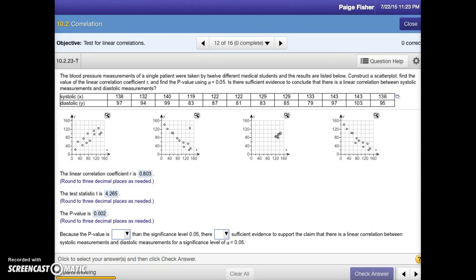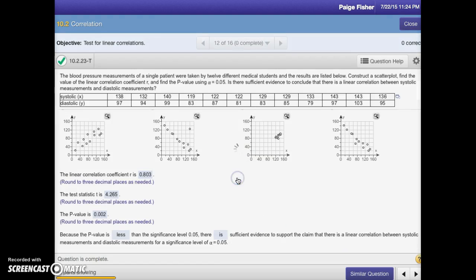Okay, and then remember our rejection region is 0.05, so because the p-value is 0.002, that means it's less than 0.05. Therefore, there is sufficient evidence to support the claim that there is a linear correlation between these two. So check answer. And that's it.